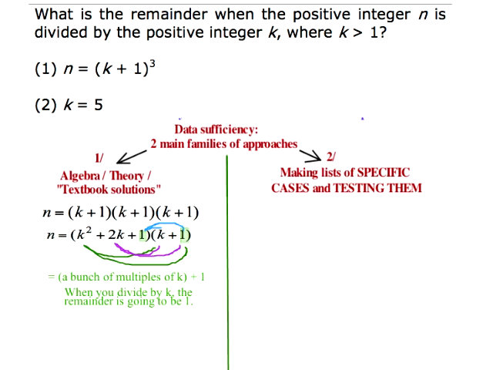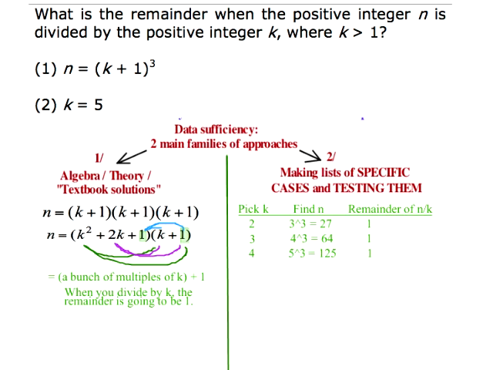You can make a list of cases and test them. So in that case, we would pick k and then find n. And then what's the remainder of n divided by k? So k has to be more than 1. If k is 2, then n is 3 cubed, which is 27. The remainder when you divide that is 1. If k is 3, then n is 4 cubed, which is 64. The remainder of 64 divided by 3 is 1. If k is 4, then 5 cubed is 125. The remainder of that divided by 4 is still 1.